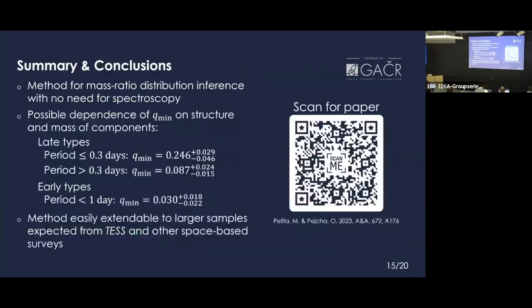This brings us to the summary. So we developed a method for mass ratio distribution which doesn't require spectroscopy. We inferred the minimum mass ratios for three different populations of contact binaries, and we observed possible dependence of the minimum mass ratio on the structure and mass of the components. And importantly, this method is easily extendable to larger samples, which we expect from TESS and other space-based surveys. That's all from me.